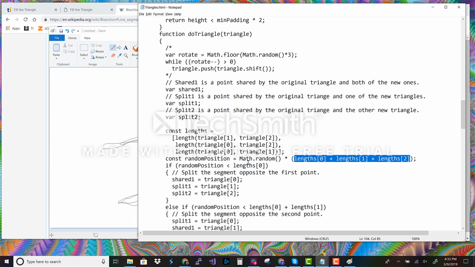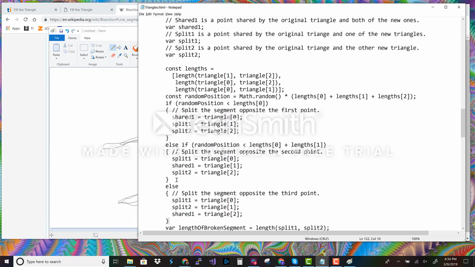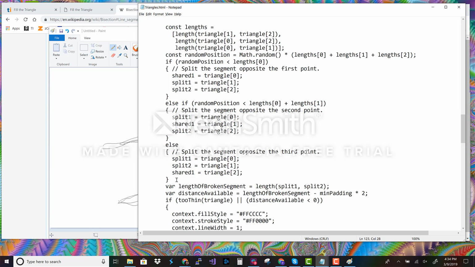All right, so here we're saying that the random position is somewhere along the total of these 3 lengths, randomly chosen. Then if this random number is within the size of the first thing, we're going to split up the first thing. We're just picking which point is across from the line we're going to break. If not, check if it's in part of the second line. And if not, it's part of the third one. Now we have this segment. We've picked which point and which line segment.